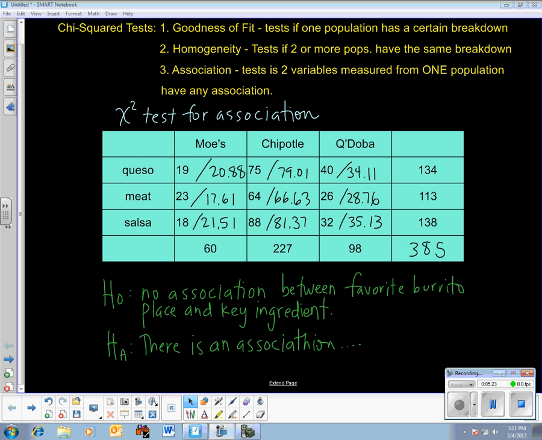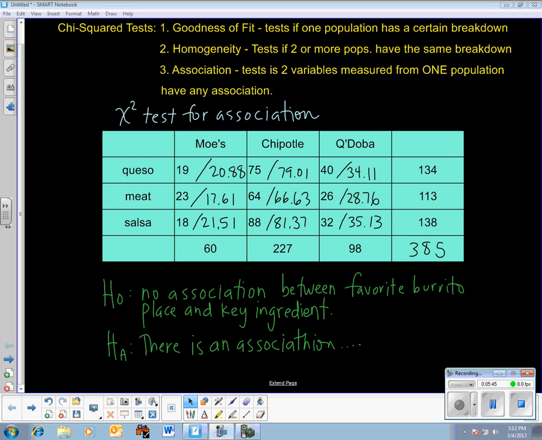The queso at Chipotle was low, which might make sense because they don't have any. Qdoba's queso, we saw 40 and expected 34. So without even doing any testing, you can already kind of get an idea of which of these cells are going to contribute the most to the difference, to the chi-squared value.